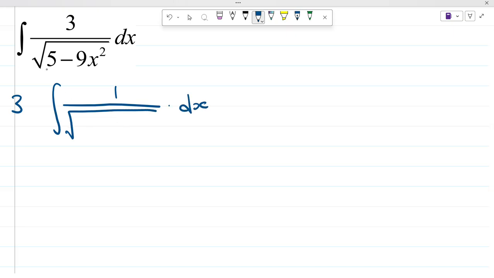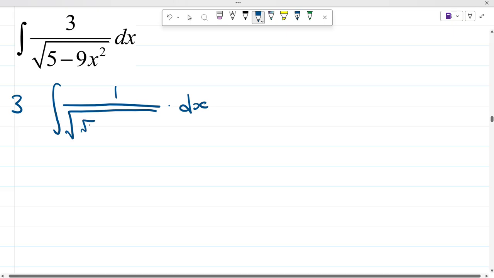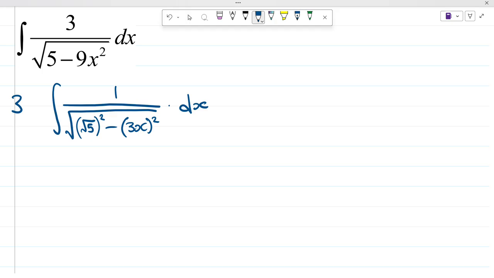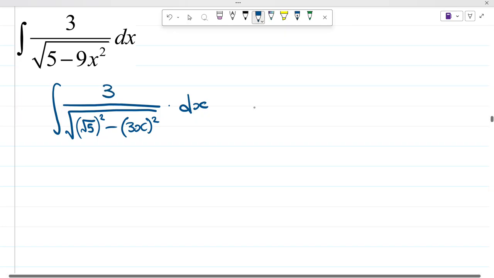Okay, so 5, I can also write it in an a squared format by saying square root of 5 squared. So square root of 5 squared is the same as 5, and then minus 3x squared. Let me take this 3 back inside the integral, because when we differentiate 3x, we just get the 3 that we were already given.